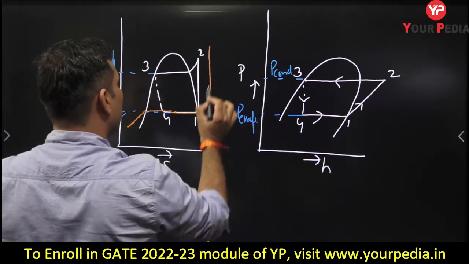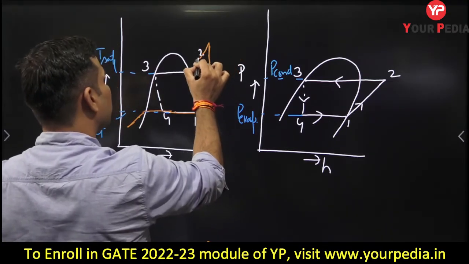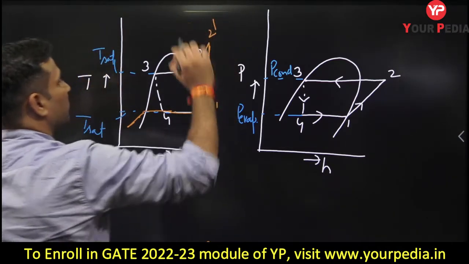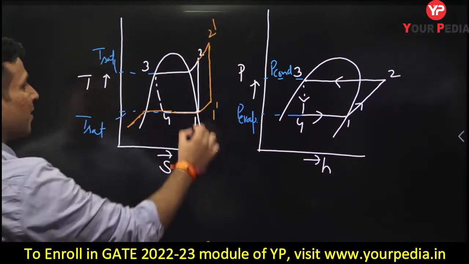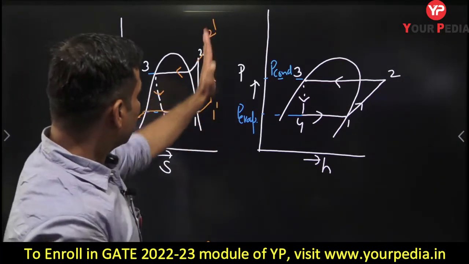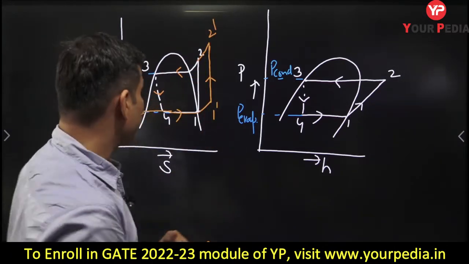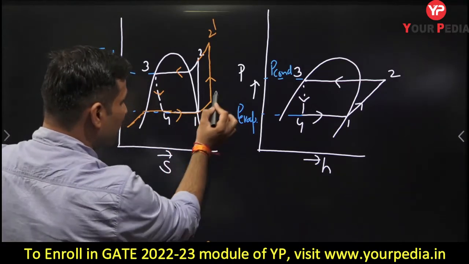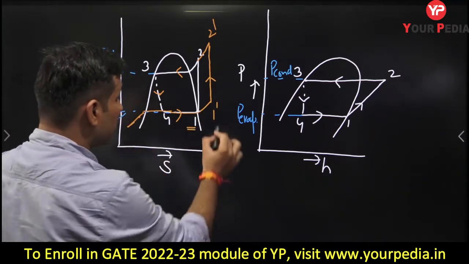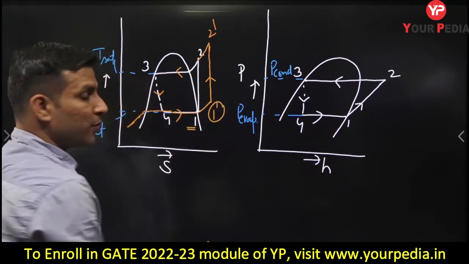Isentropic compression. This is the evaporator pressure, this is the condenser pressure. So this is 1 dash, this is 2 dash. This is actually the compression process with superheating, because the inlet to the compressor is not the refrigerant at saturation temperature.